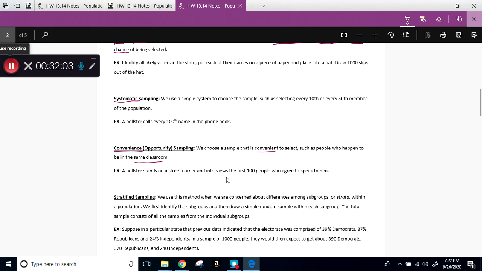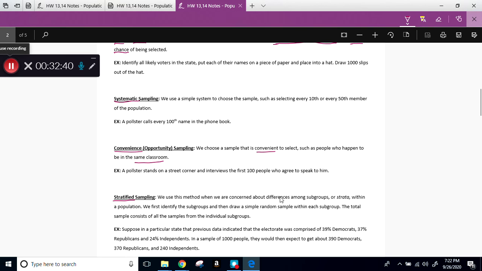So that's kind of convenient. He's standing in one spot, and just whoever comes up to him, I'm just going to ask them, and that's all I'm going to do. He's not going to try to stand there at different times during the day and get different people: maybe people that work early in the morning, people coming off from working all night long, the ones taking a lunch break, and maybe also at the end of the day. They're not trying to do that. They're just going to get the first 100 people that come up to them, and that's what they're going to do. Convenient sampling.